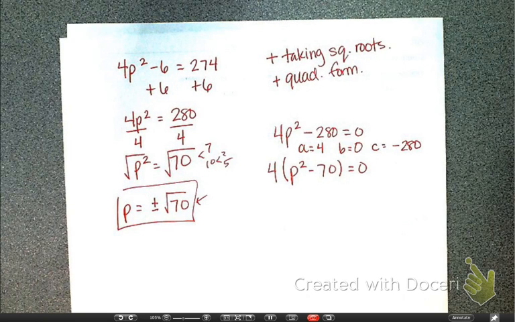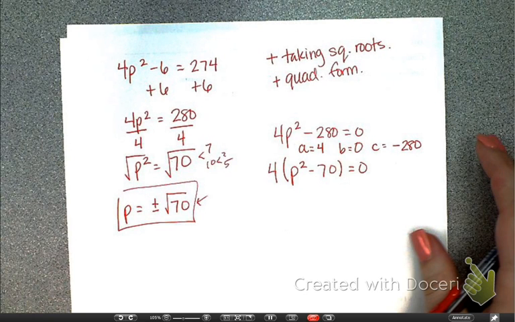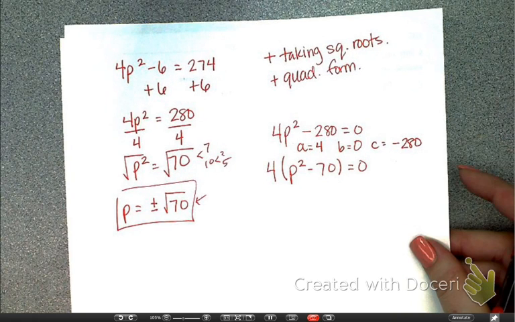I'm good at these, but I just don't know which one is which. So the nice thing about your test is most of the problems tell you which method to use, but being able to recognize is good. All right, last one that we're going to do.